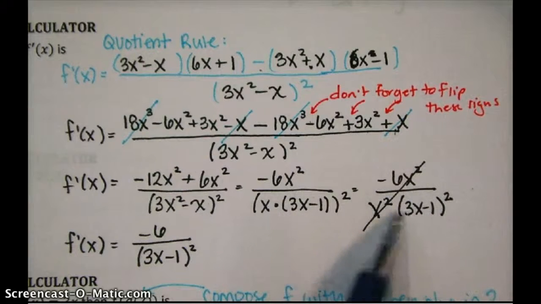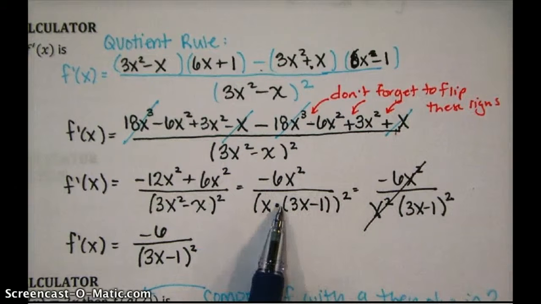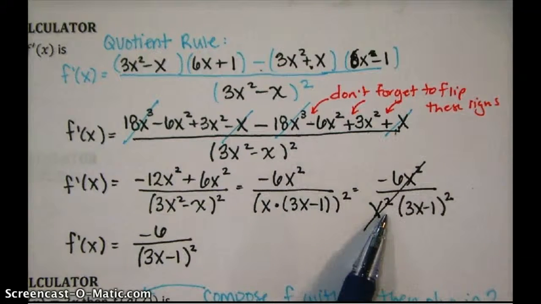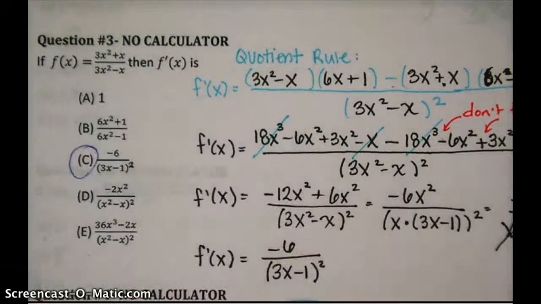Again, if you don't see the connection, pause the video and think about why algebraically this is the same as this. The rest is a piece of cake. The x squareds cancel out, and it's clear that the correct answer should be C.